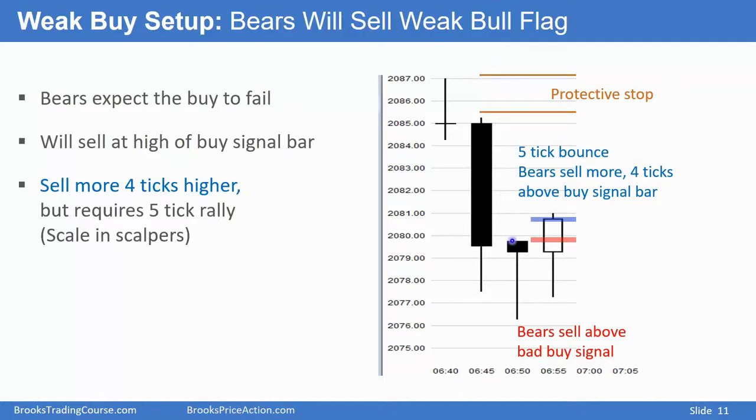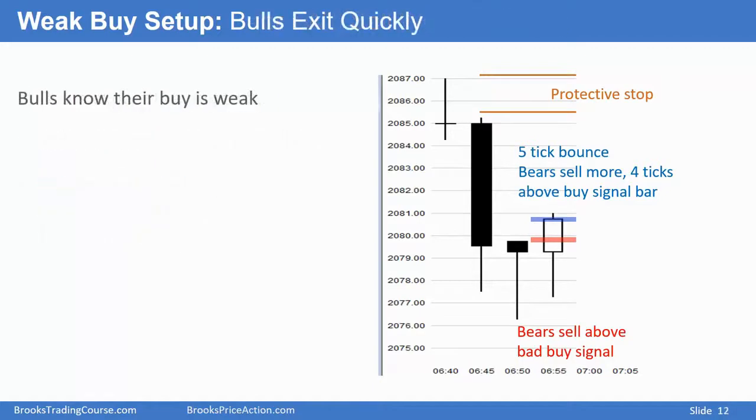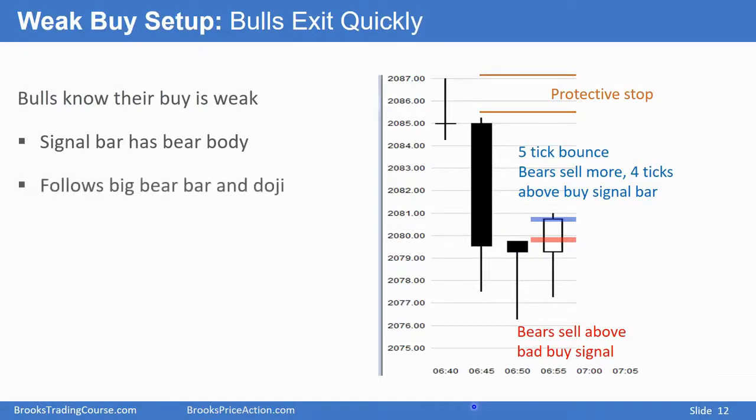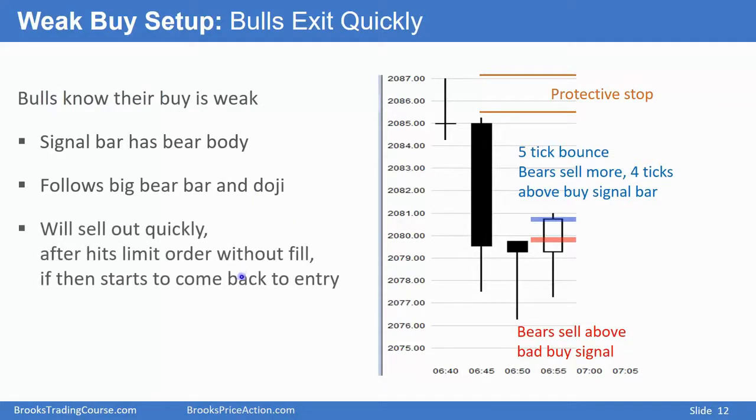So the bears sell this high, and they sell more 4 ticks higher. It has to bounce 5 ticks to get filled. The bulls know their buy setup is weak. A lot of the bulls are simply trying to scalp for 4 ticks. It has to go up 6 ticks to get filled. We have a buy signal bar with a bear body after a very big bear bar. It's not a strong buy setup. Plus, it's following a big bear bar. If the market goes up 5 ticks, it therefore hits the limit order for the bulls.